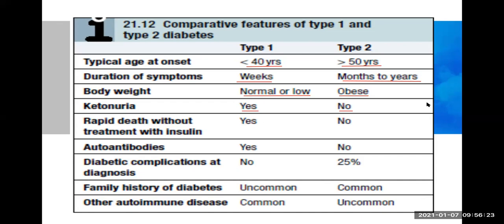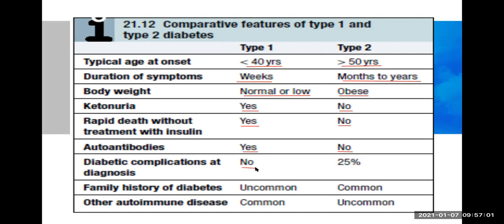In the terminal cases of type 2 diabetes, where the beta cells are completely gone or they are not having any more insulin, ketonuria may be seen, but that is very, very rare. In type 1 diabetes, there is a rapid death without treatment with insulin because there is no insulin inside the body. Whereas in type 2 diabetes, okay, there are so many other drugs, so we can go for those. Autoantibodies are present in type 1 diabetes because it's a type of autoimmune disease. In type 2, they are not present.